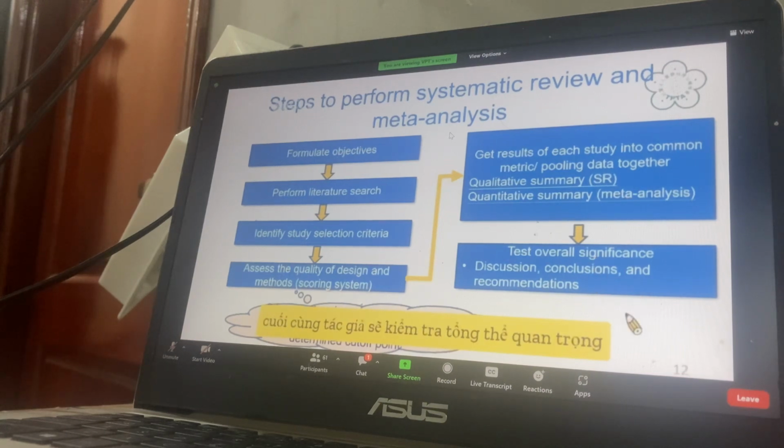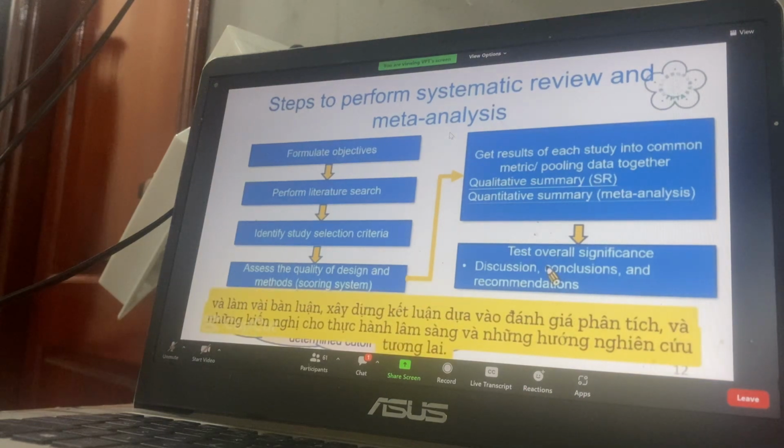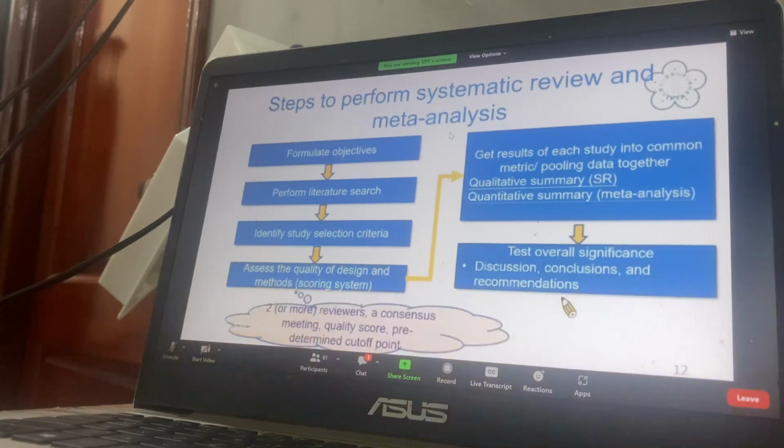Lastly, the authors will test overall significance and make some discussion, draw a conclusion based on their review or analysis, and then give recommendations for clinical practice or future research direction.